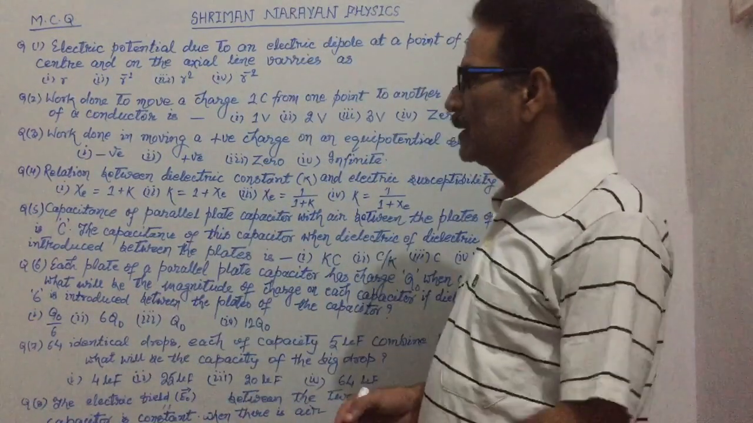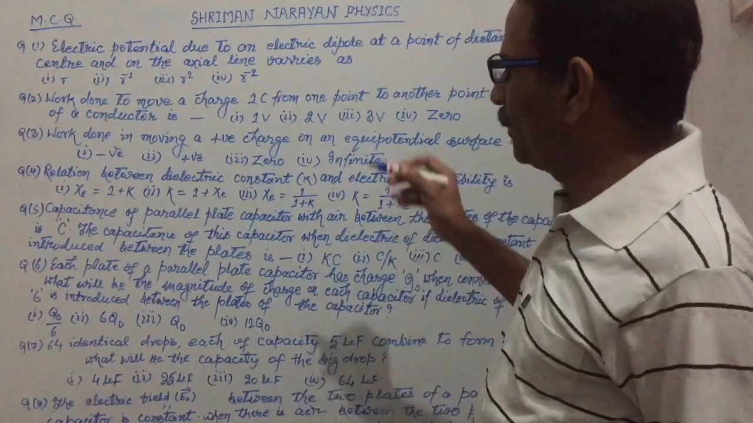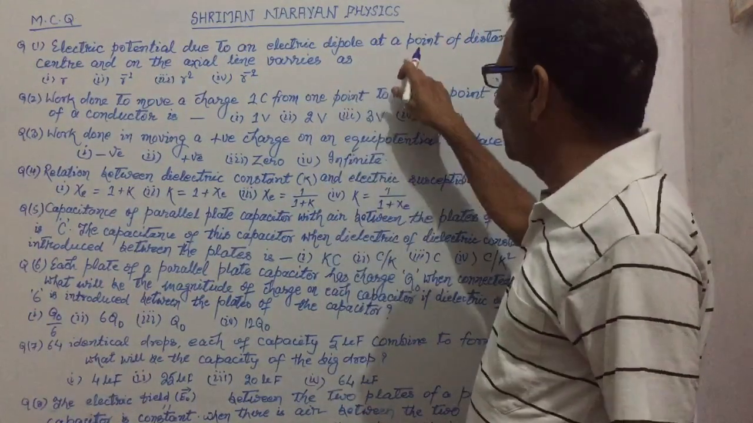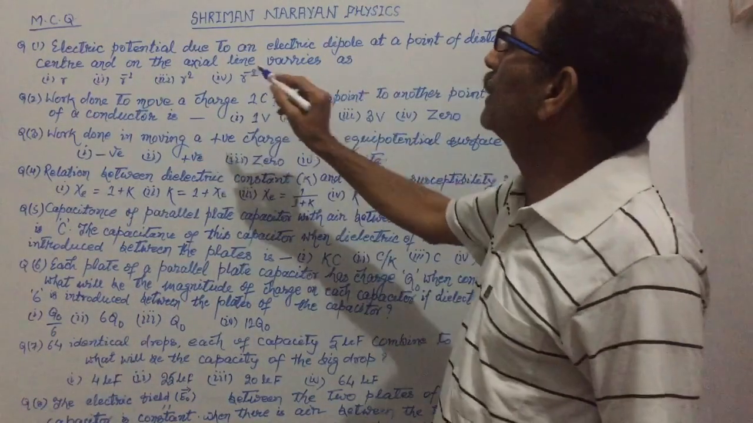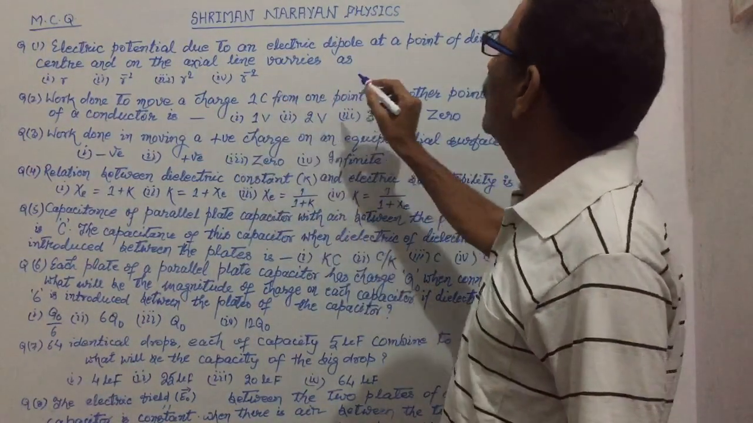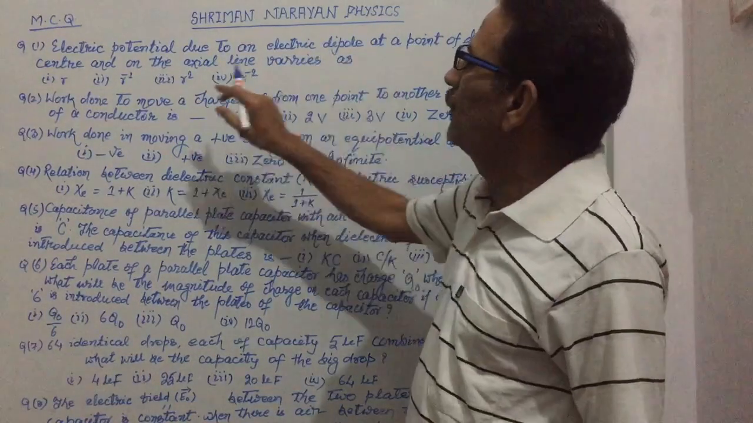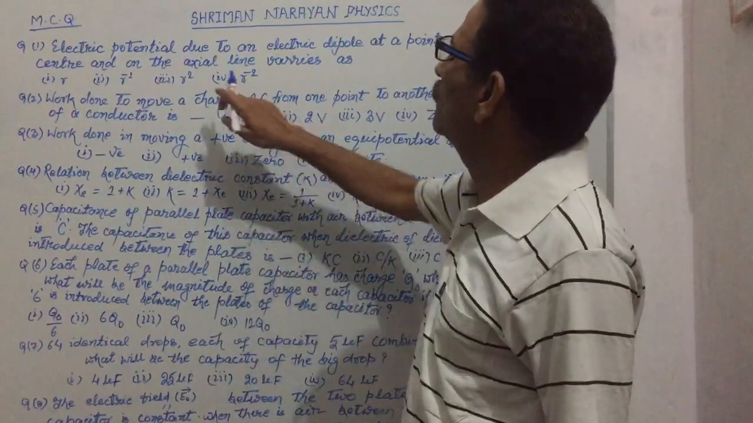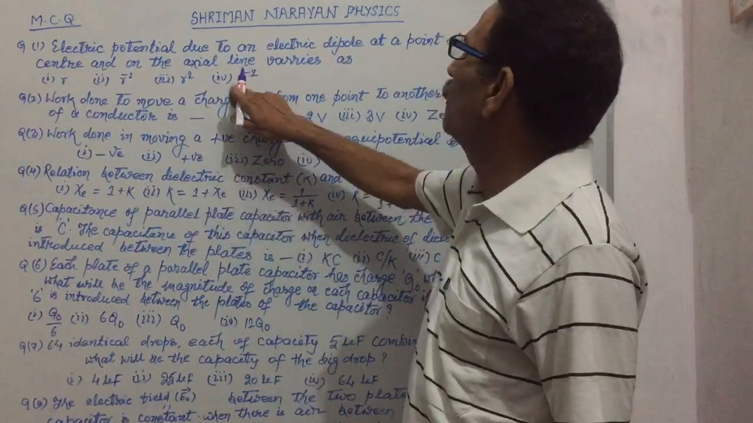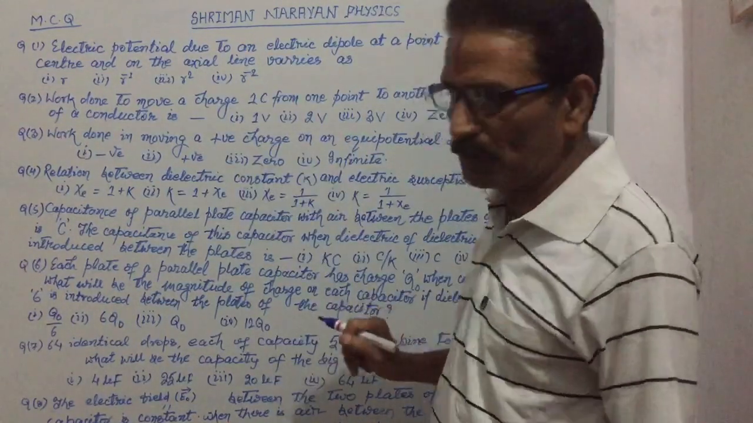The first question is telling that the electric potential due to an electric dipole at a point of distance r from its center and on the axial line varies as: the first option is r, second option r to the power minus 1, third one is r square, and the fourth option is r to the power minus 2.